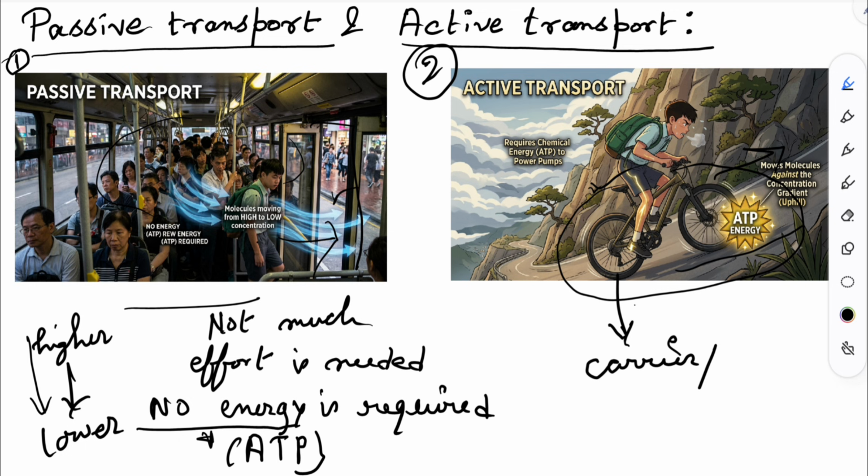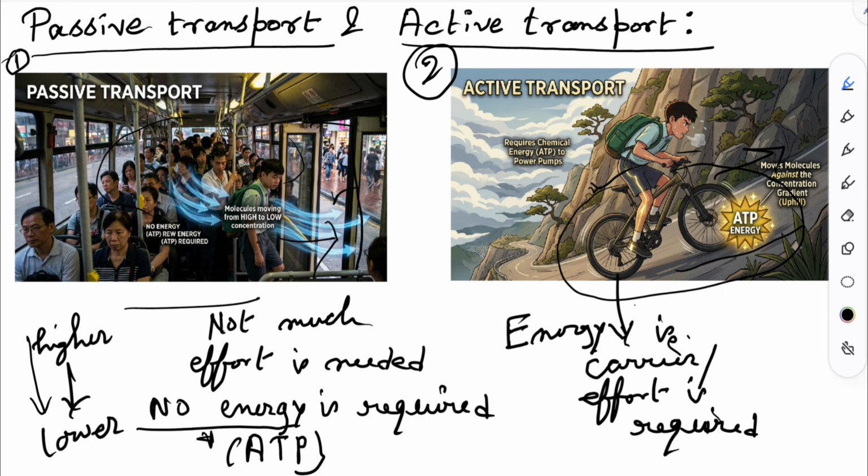And to go upside, against the concentration gradient, this boy is putting in a lot of effort. See how he is sighing, he is putting in a lot of effort, right? So this is not an easy way. Here effort is required. Effort required means what? Energy is definitely needed, right?